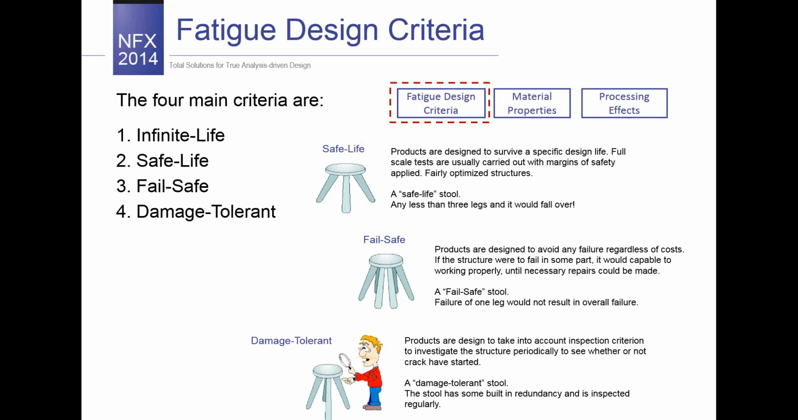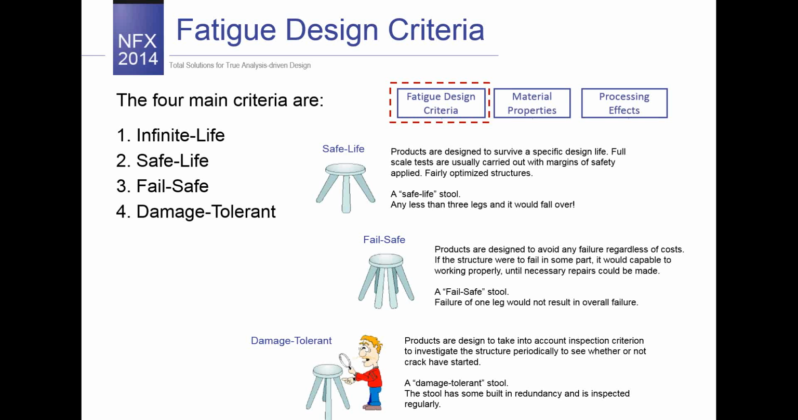The next approach is called fail-safe design. So let's take a look at the related picture. For this design scenario, if one part fails, the system doesn't fail generally. The fail-safe design approach recognizes that fatigue cracks may occur and structures are arranged so that cracks will not lead to failure of the structure before they are detected and repaired.